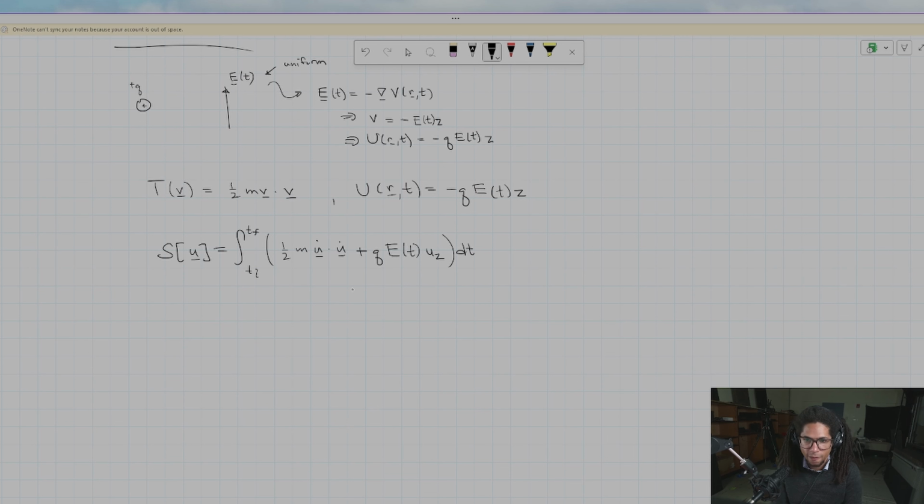Does this work? Well, the first term is the same as before. So for my d/dt of dL/du dot in the jth direction, I'm still going to get m uj double dot. But what about for dL/duj? Well, in this case, I'll get 0 if j is not equal to z, and I'll get dL/duz is equal to q E of t.